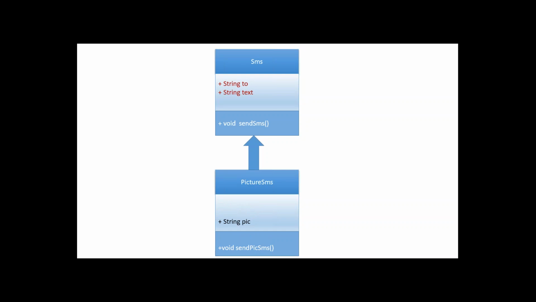So this is called extends. Whatever code is repeated, that is the variables as well as functionality, we are removing it from the new class, and the existing features we are extending from the parent class, and we are adding new features, that is send picture SMS. Is it clear?